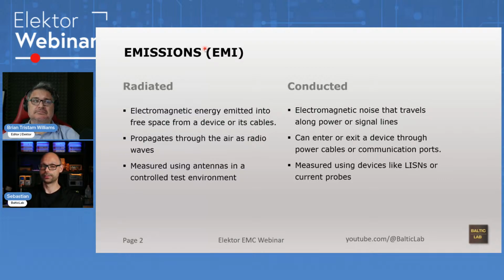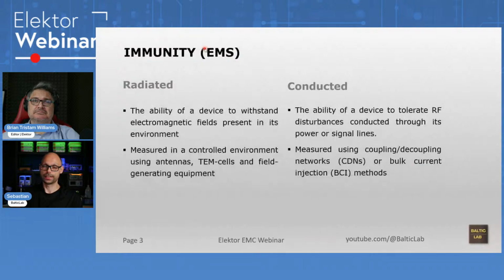effect. Now, of course, there's always gray zones in between. Conducted emissions may radiate off a cable and become radiated interference, so they're often intertwined tightly. Then the opposite is, of course, also there. That's immunity or electromagnetic susceptibility, EMS.